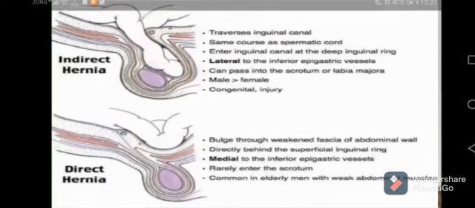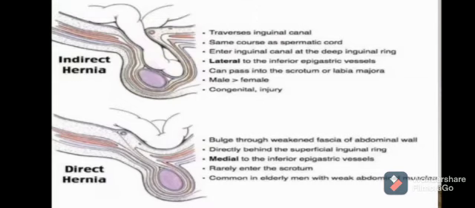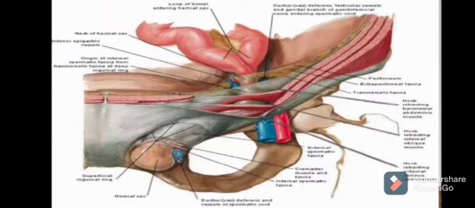Indirect means it is not directly coming out of the anterior abdominal wall or the superficial ring. It is following the course of the spermatic cord, like the spermatic cord lies in the inguinal canal, so this follows the same course as spermatic cord. It enters the inguinal canal at the deep ring and then it exits at the superficial ring.